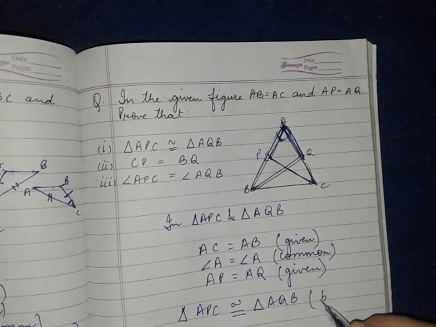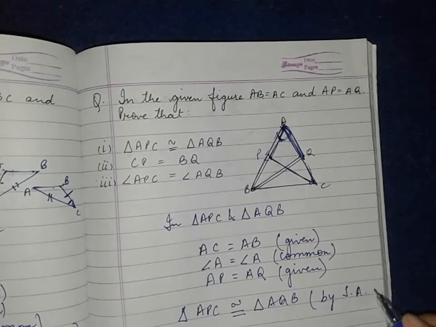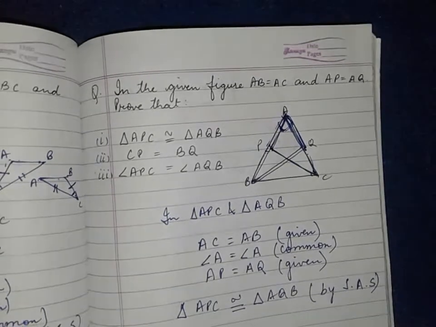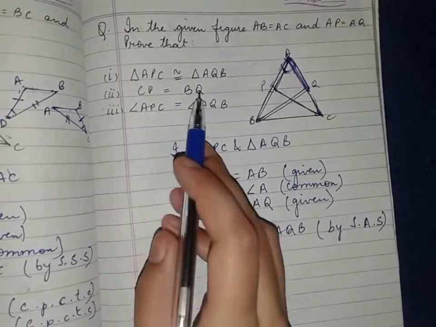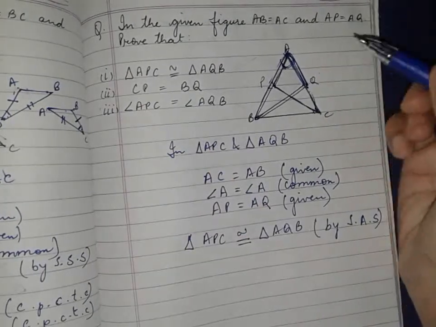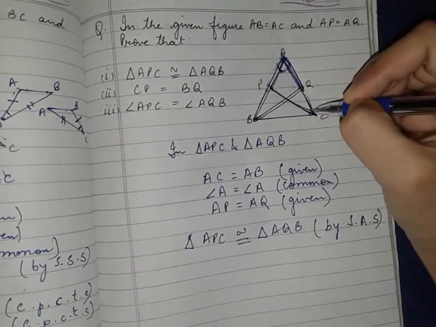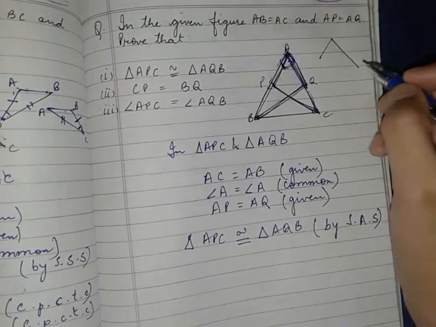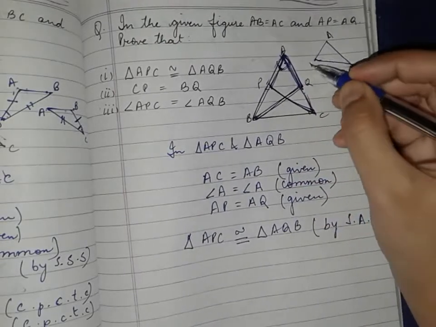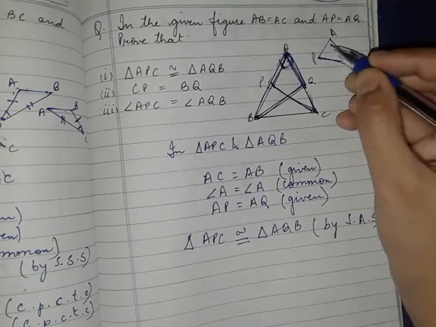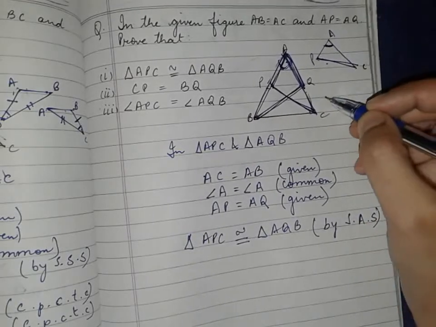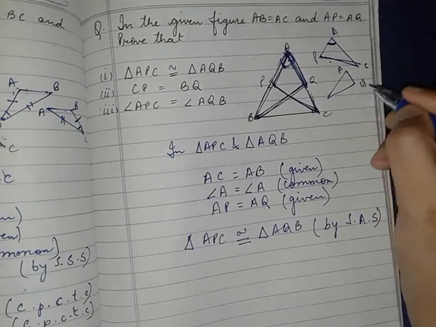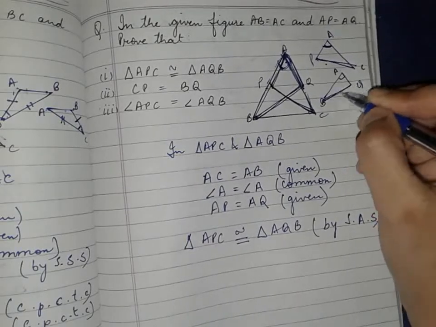SAS by SAS, side, angle, side. Now the second part: CP is equal to BQ. CP, this is CP and this is BQ. If I look at this triangle only, APC, this is CP, it is opposite to angle A. And if I look at this triangle only, AQB, QB is also opposite to angle A.